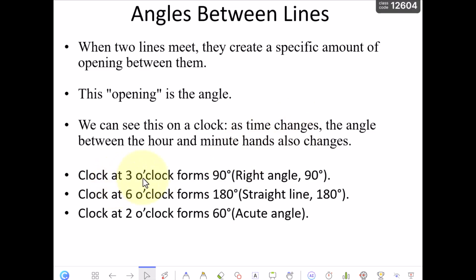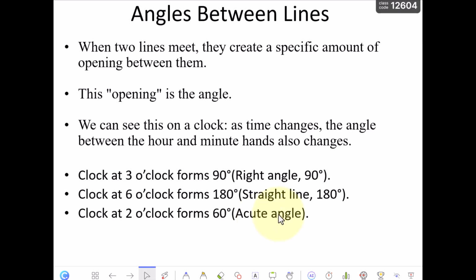Then when the time is at 3 o'clock, we say the angle is 90 degrees, and that is a right angle. Then when the time is 6 o'clock, we say the angle is 180 degrees, and that is a straight line angle. Then finally, when it's at 2 o'clock, the angle is 60 degrees, and that is acute because it's less than 90 degrees.